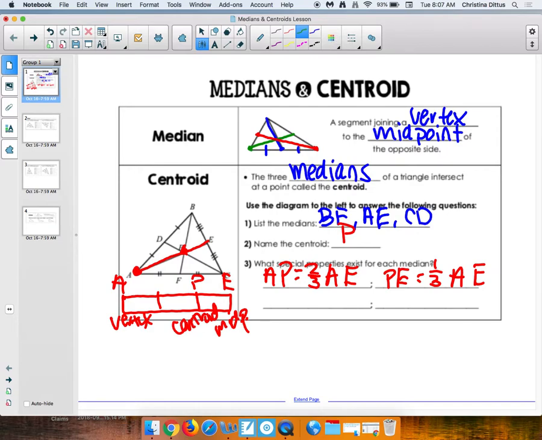If I look at how they're related to each other, AP is 2 boxes, PE is only 1. So AP is twice as big as PE. Does that kind of make sense? So AP is 2 times PE. And then vice versa, PE, again, is only 1 box compared to 2. So it's half of AP.